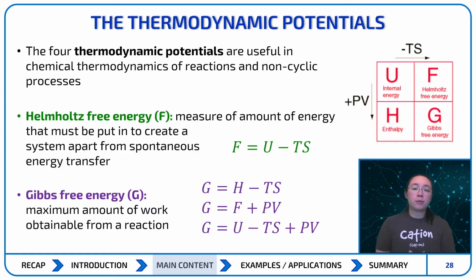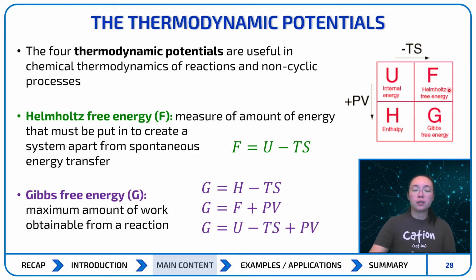So now let's talk about thermodynamic potentials. There are 4 thermodynamic potentials that are useful in chemical thermodynamics of reactions and non-cyclic processes. So just keep in mind, we already finished all of the laws of thermodynamics. Now we want to take a look at potentials which really have to do with chemical reactions. And so there are 4 we have to know about. Internal energy and enthalpy we already covered, and we know that in order to get enthalpy, it's just U plus PV. So H is equal to U plus PV, and that was the equation we derived before.